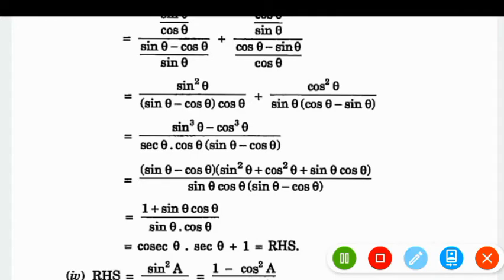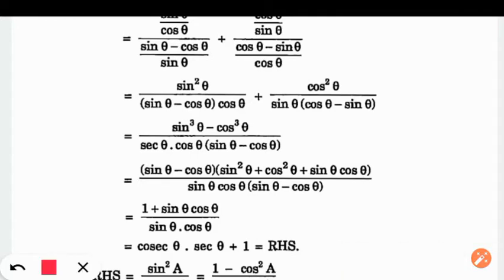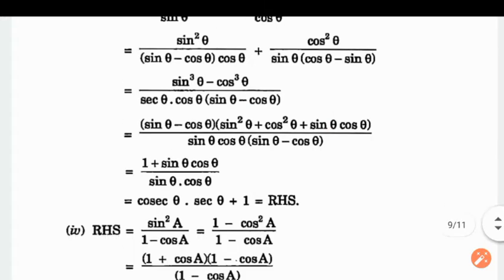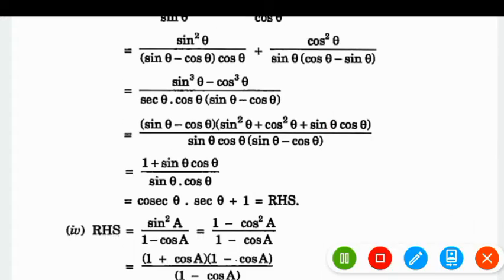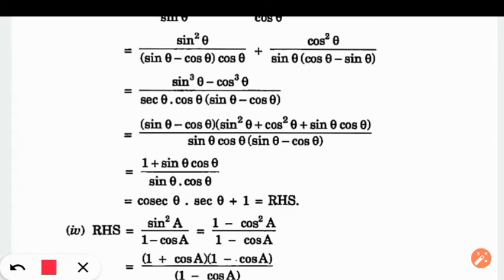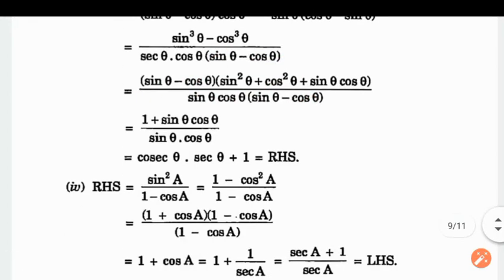But I have written sin square theta cos square theta here. Why? Because sin square theta plus cos square theta is 1. Now see, this cancels out. We are left with 1 plus this full term, which is 1, since sin square theta plus cos square theta is 1. So 1 plus sin theta cos theta. Now what, RHS came? No.